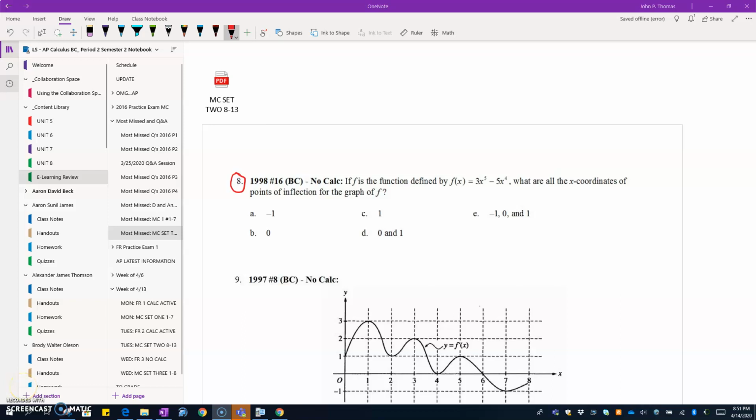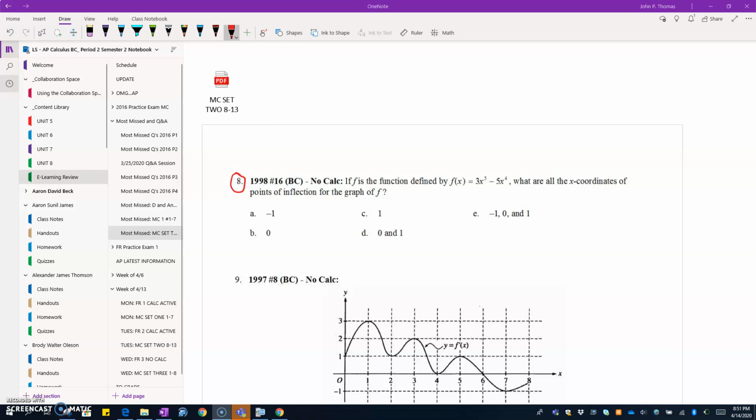Alright, we're going to talk through the most missed problems from Tuesday night's multiple choice set. There are really only two problems that gave people trouble. Number 8 was definitely the toughest one for a lot of people. So this was, if f is a function defined by f of x, what is the x-coordinate of points of inflection for the graph of f?